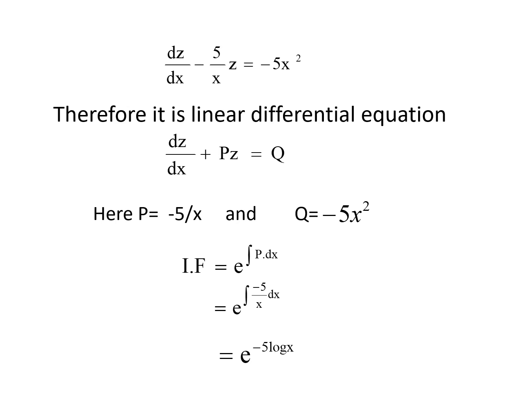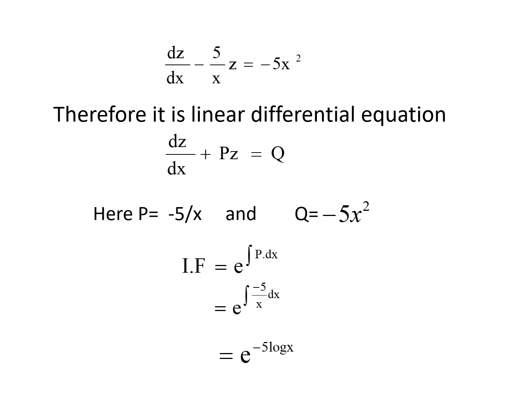The general form of a linear differential equation is dz by dx plus p into z is equal to q. If you compare our equation to the standard linear differential equation, we get the values of p and q. That is, p is equal to minus 5 by x, and in place of q we have minus 5 into x square.